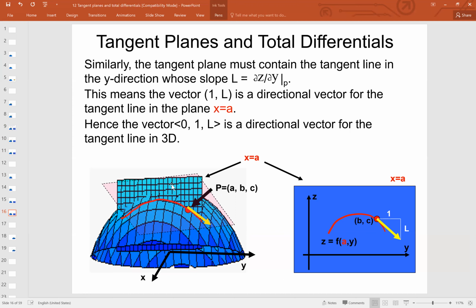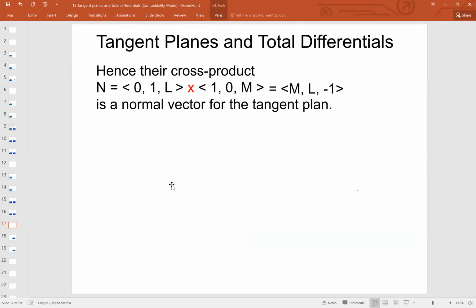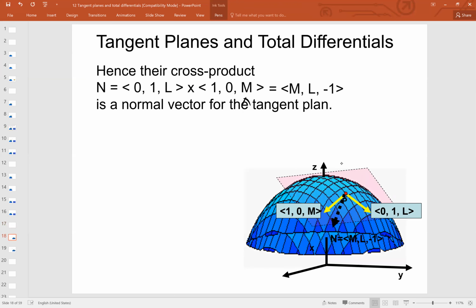These two tangent vectors, in the x direction and in the y direction, sit on the tangent plane. So we take the cross product, and we get the normal. If we cross 0, 1, L cross 1, 0, m in this order, then the normal we get points downward, because we will get the z component equal to -1 if you take the cross product. Check it. And in the picture, it looks like this.